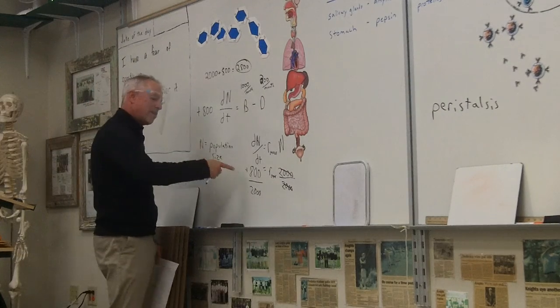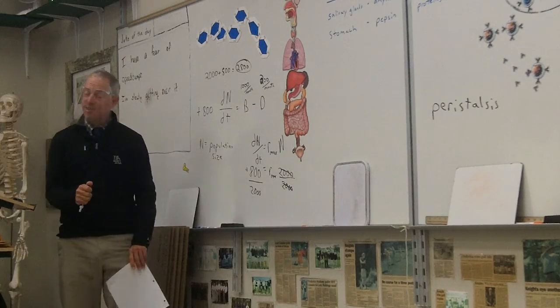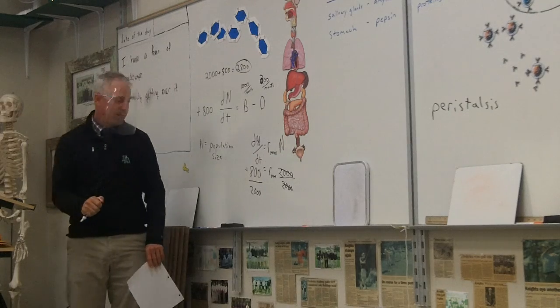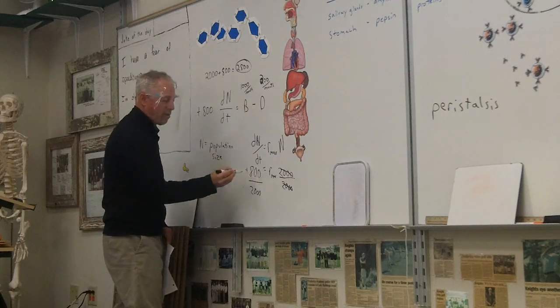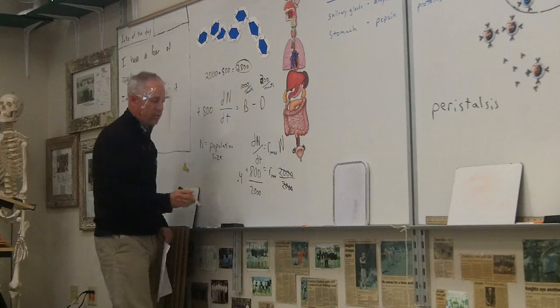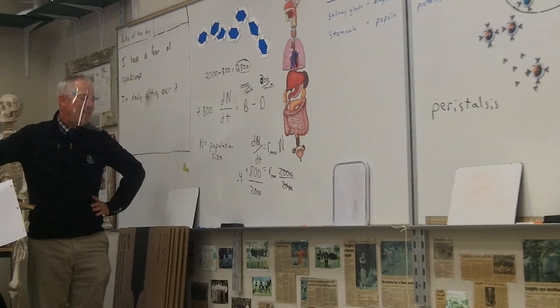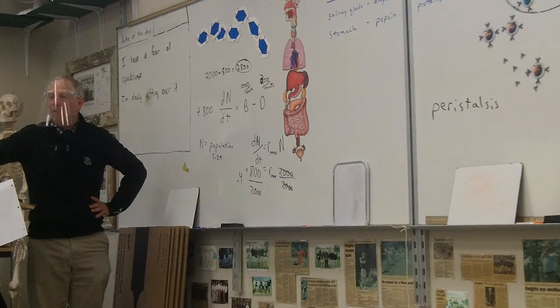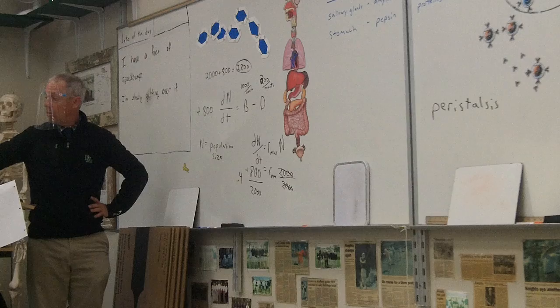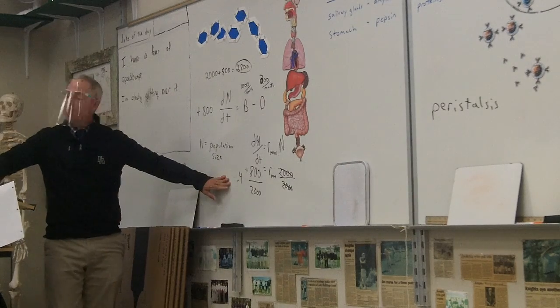Does anyone know what 800 divided by 2,000 is? State championship math? 0.4. The R max is 0.4. Now let's try to figure out what that means. What does an R max of 0.4 mean? It grows 40% a month. It's like a 40% growth rate.